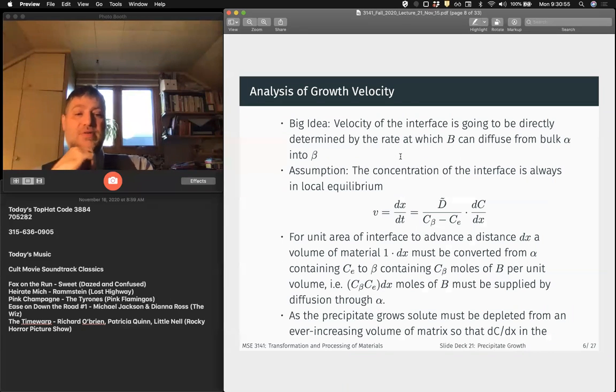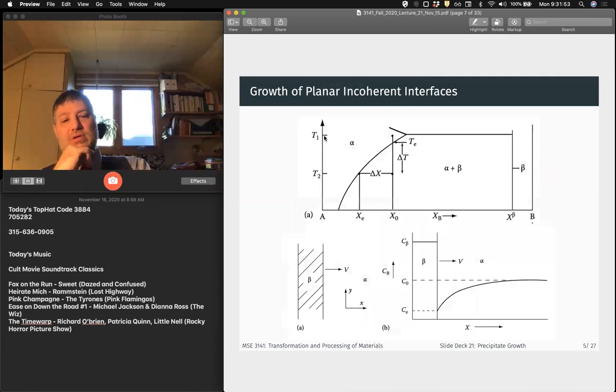So the velocity of the interface is going to be directly determined by the rate at which B can diffuse from bulk alpha into beta, right? We're going to assume the concentration of the interface is always in local equilibrium, right? So we can say that the velocity, or the change in position with change in time of our interface, is in an exact analogy to our stability criteria for interface growth, right? We had a critical wavelength that was set up by the diffusivity and composition gradient, right? We're going to have something like this, right? We have our interdiffusion of A and B divided by the change in how much beta we have to move through. So this change here, right?